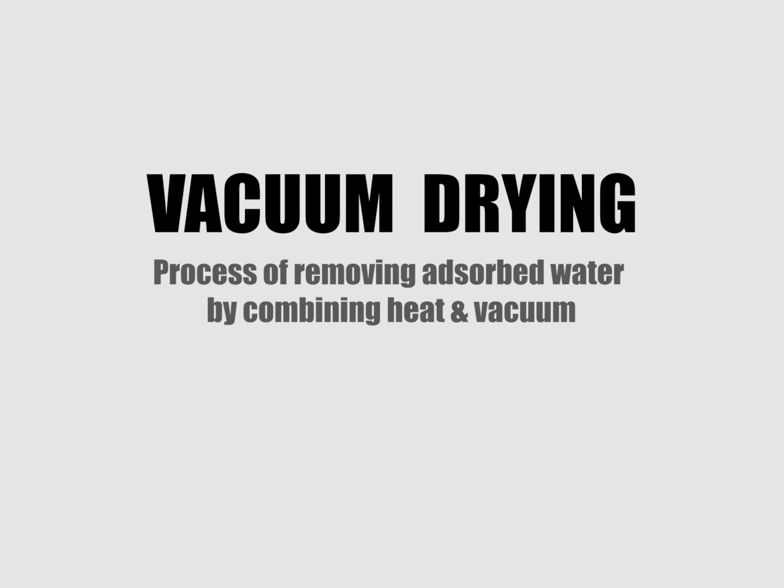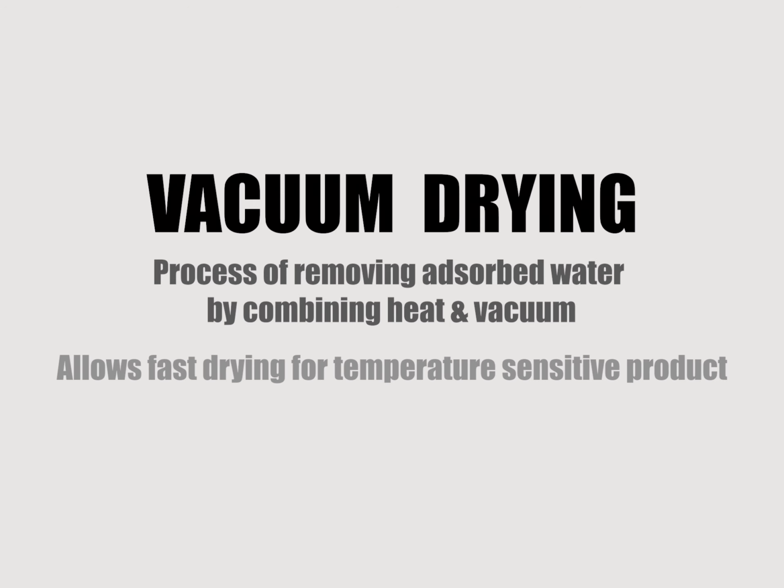Vacuum is often employed as a process for removing bulk and absorbed water from a product. Combined with heat, vacuum can be an effective method for drying. High degrees of dryness can be attained at relatively low temperatures. This allows for fast and effective drying of temperature-sensitive products.